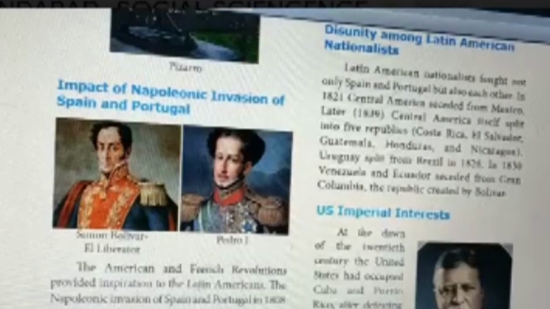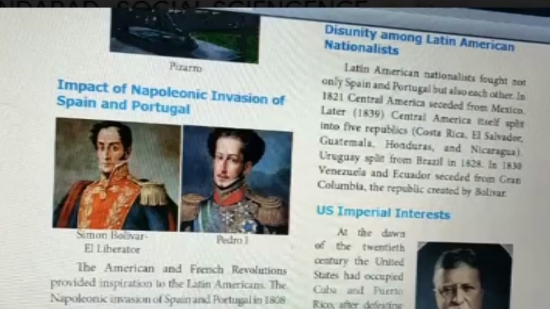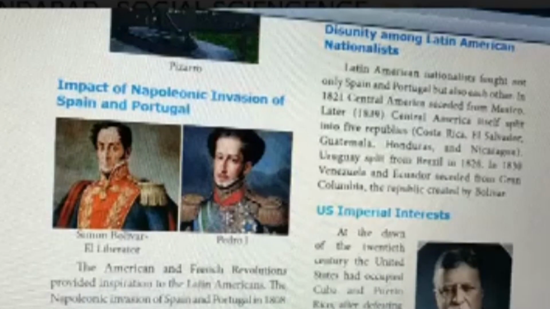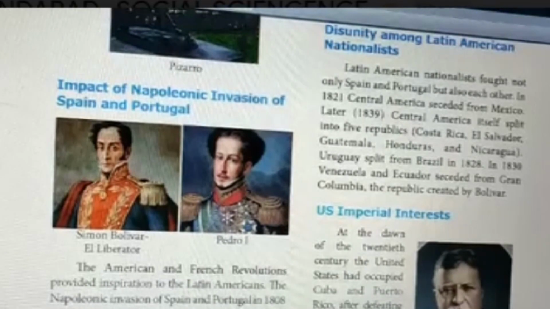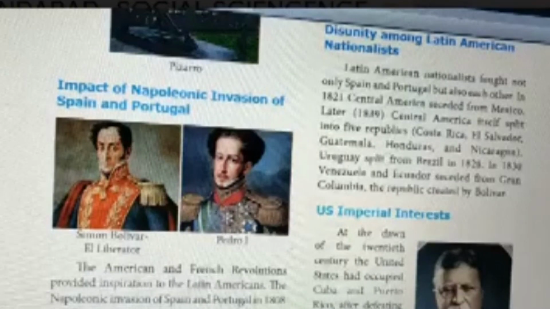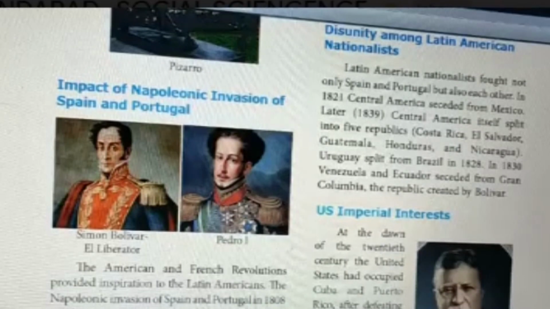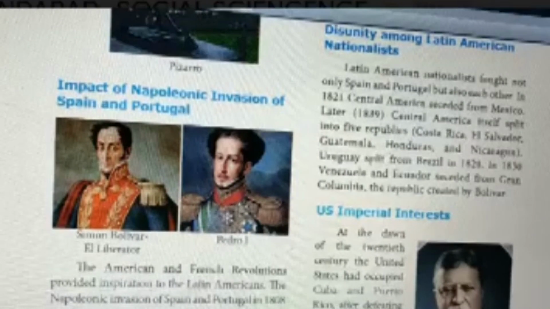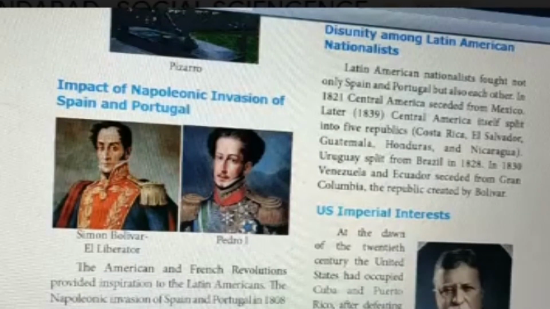Next, disunity among Latin American nationalists. Latin America is not only a small piece of land, it had a lot of island countries, as well as a lot of divisions in it. Latin America had wars not only with Spain and Portugal, but also among themselves.